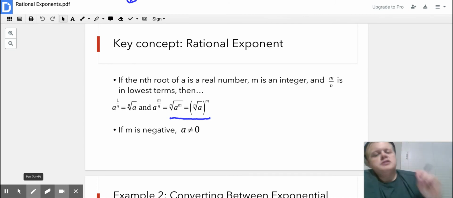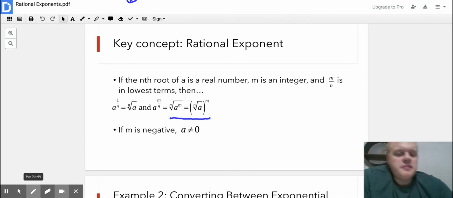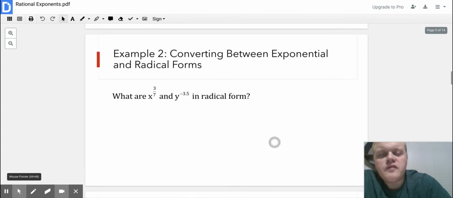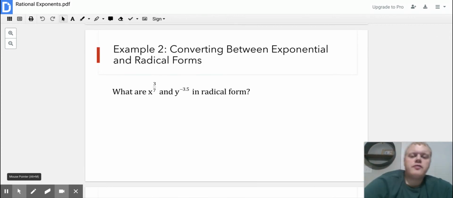Just a key thing you have to understand though: if m is negative, a cannot be 0, because it's not going to work out for us. It's going to be an error whenever you type that in. All right. So knowing that now, converting between exponential and radical forms.